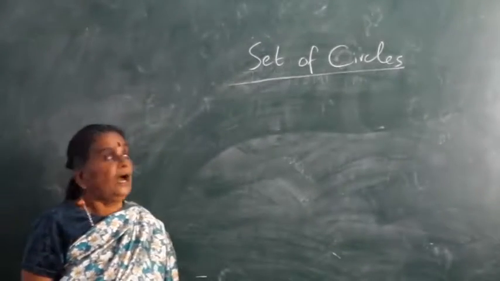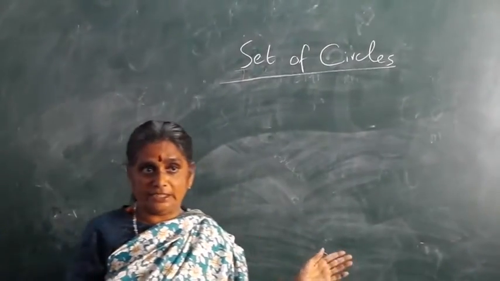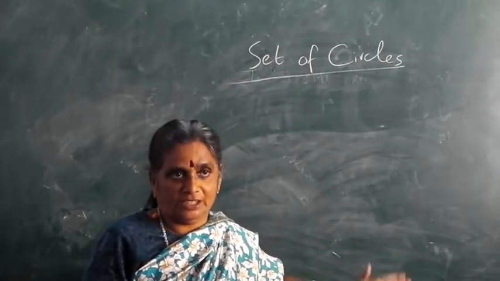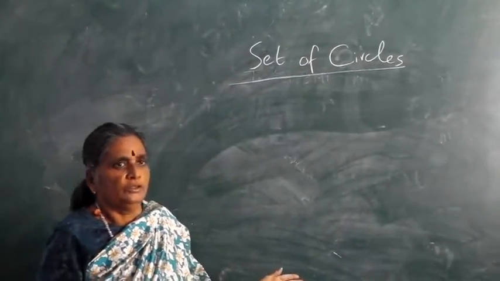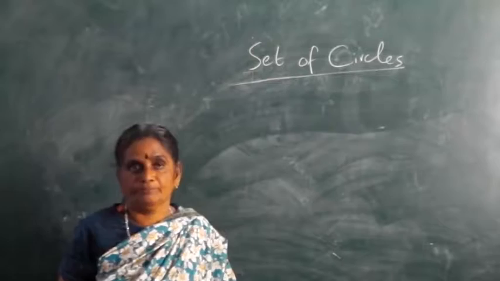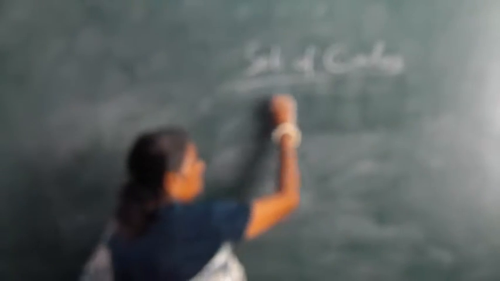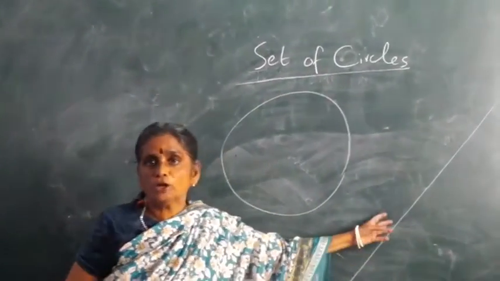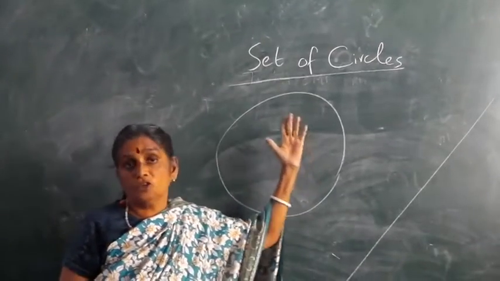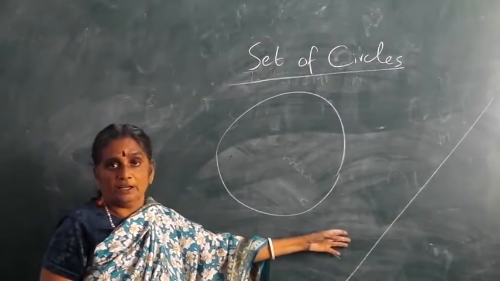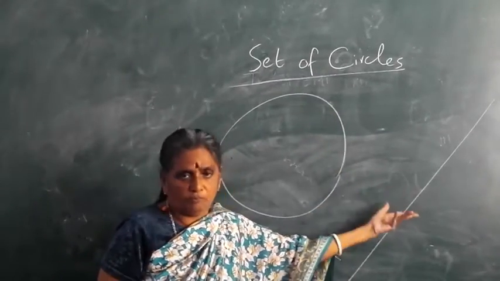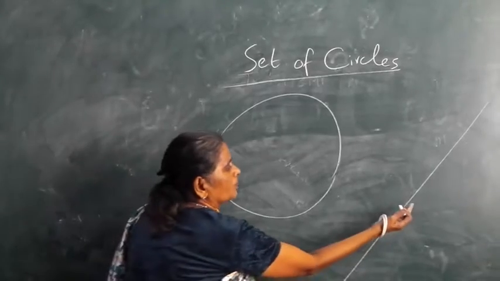Now, I am going to deal with the set of circles and the relationship between tangents and circles. Before that, you are familiar with the term tangent. This is a circle, and this is a line. Both are coplanar, lying on the same plane. But still, there is nothing common for the circle and the line except the plane. Suppose this line is coming very close.